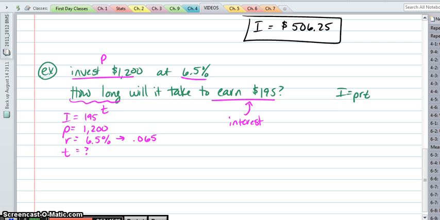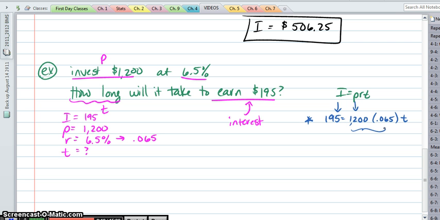So let's substitute in. We have I, that's 195. We have P, which is 1200, times 0.065 times T. This equation is an equation we can solve. Let's go ahead and simplify. You can multiply here first. Again, don't round anything until the very end.